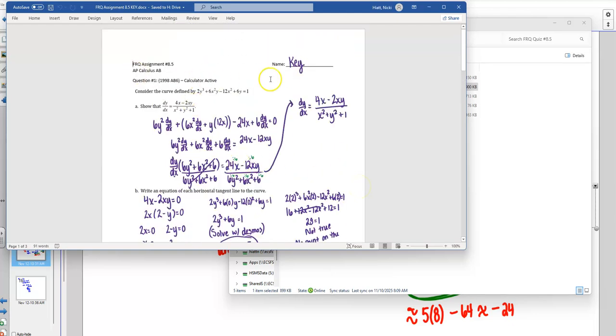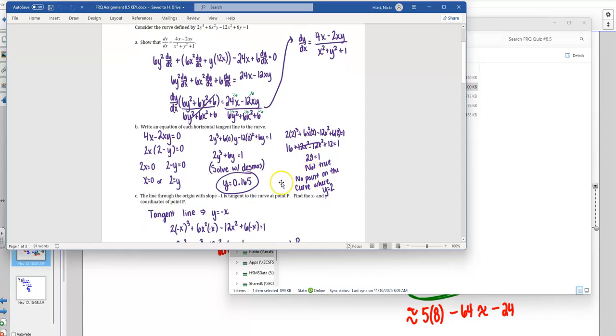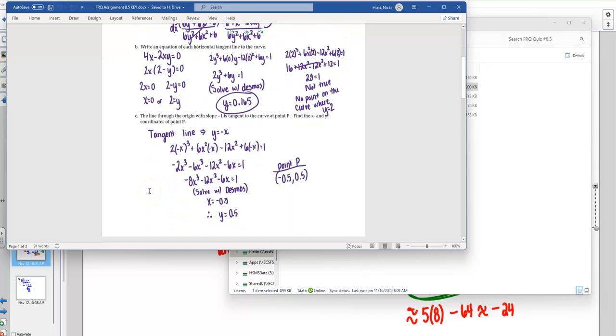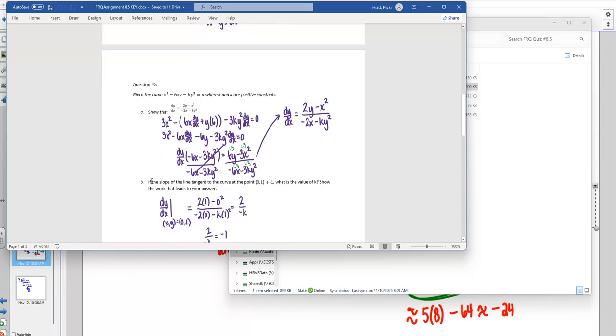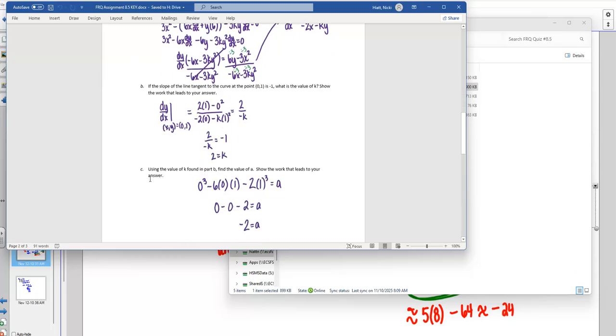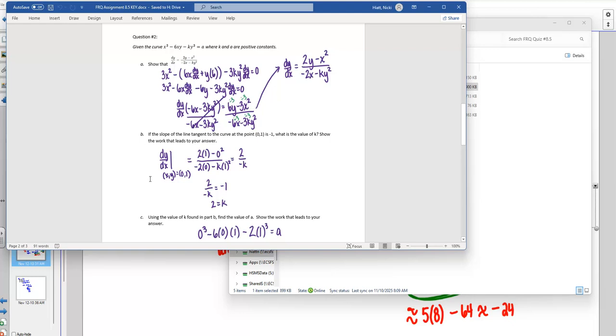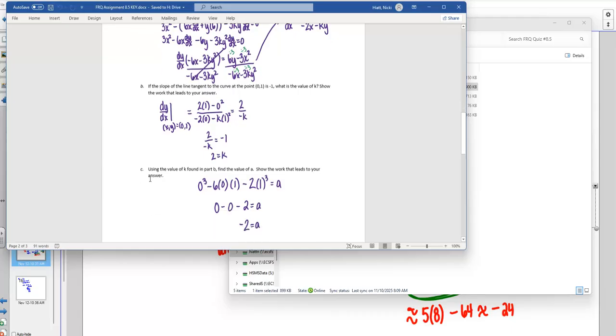I think I put that it was calculator active for one. One is different because it's calculator active. When you get to an equation, you're going to have to use Desmos to graph that. But it's relatively straightforward, except you're going to need to use Desmos to solve. C's a little tricky. 2 is a little bit of a different question. It's not that hard, but it's different.